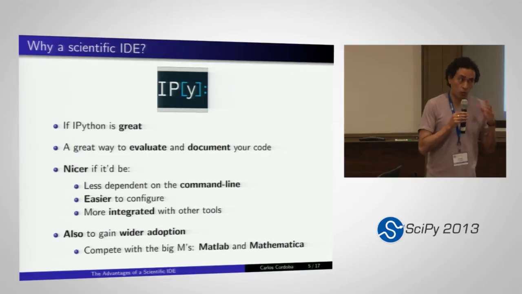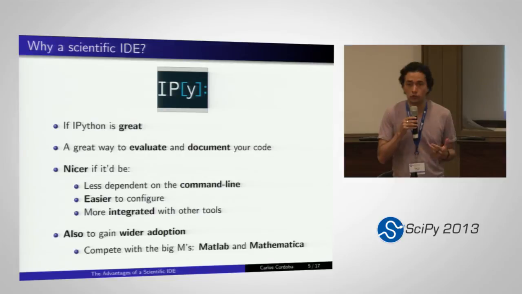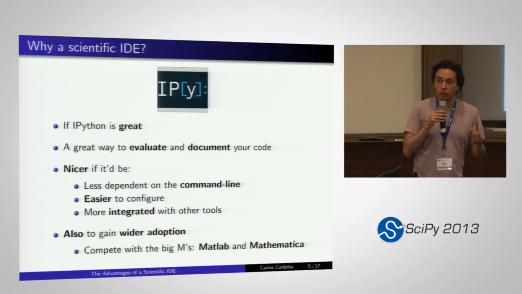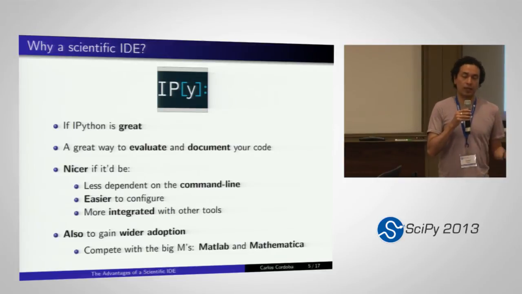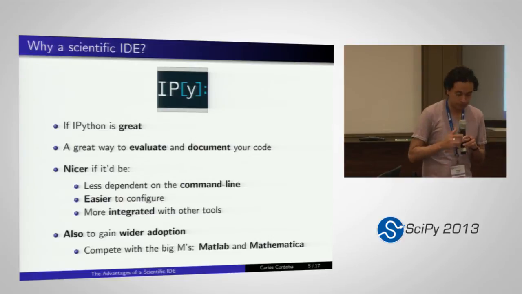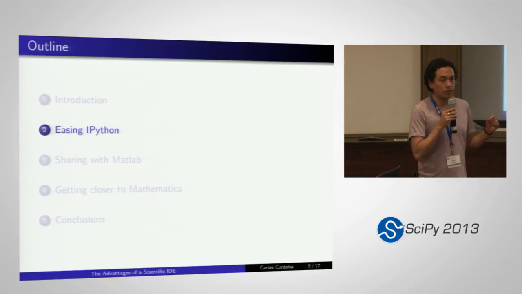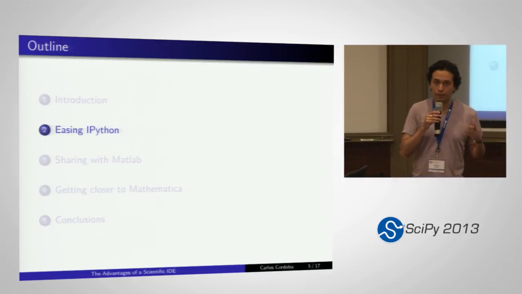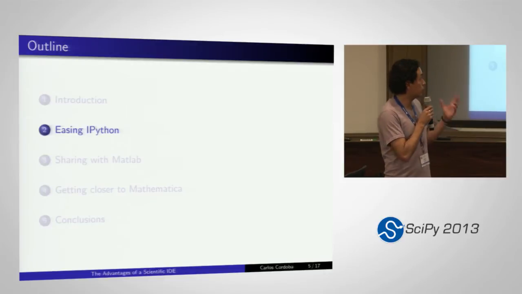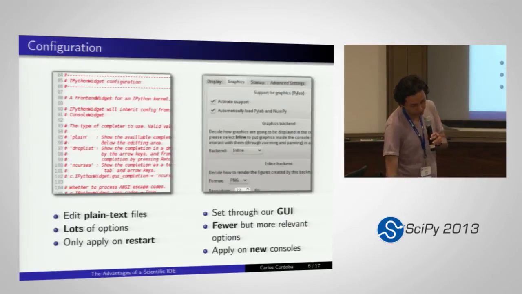But we also need, or I think that we also need, a scientific IDE to gain wider adoption in the scientific community by competing directly with the big guys, of which we think the most important ones are Matlab and Mathematica. So during the last year, we've been working really hard to improve several aspects of IPython and make it easier to use from the user perspective. And that's what I'm going to talk to you about now.